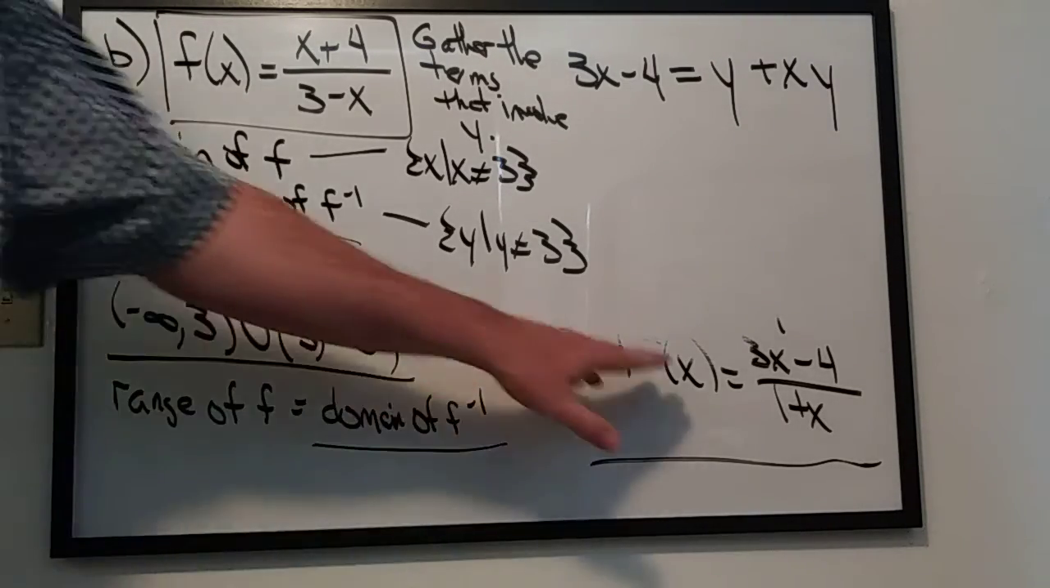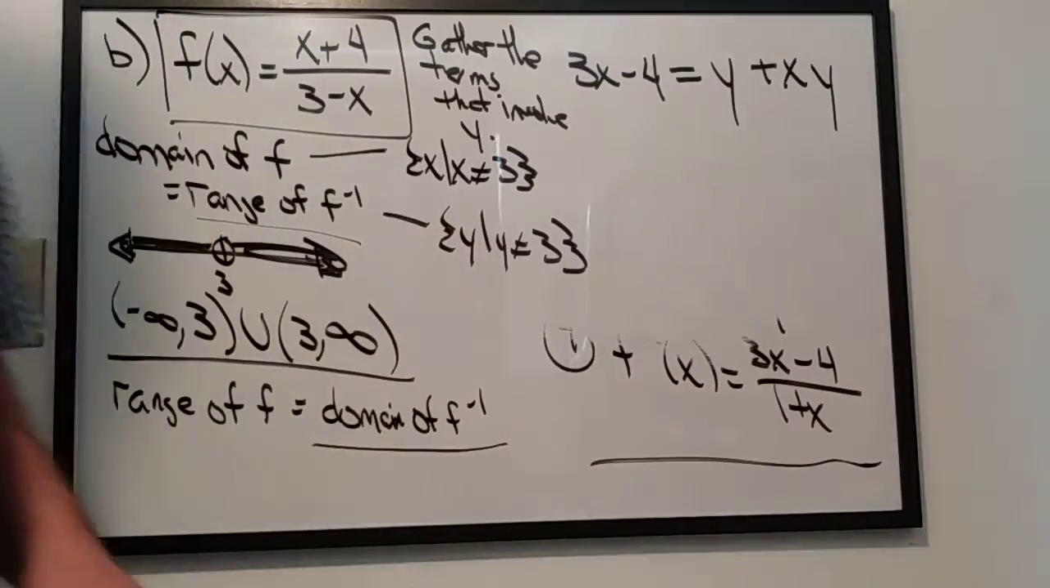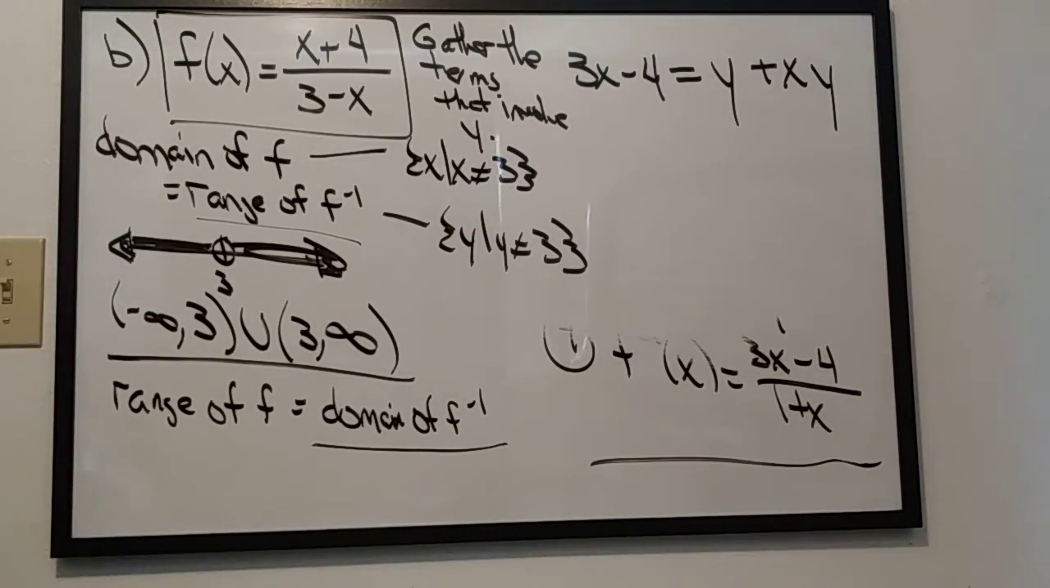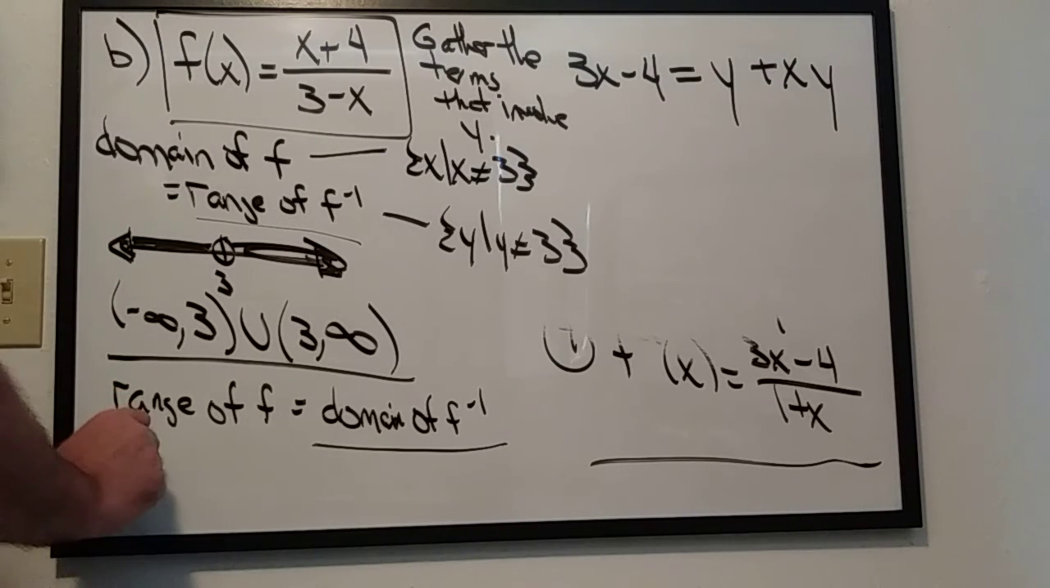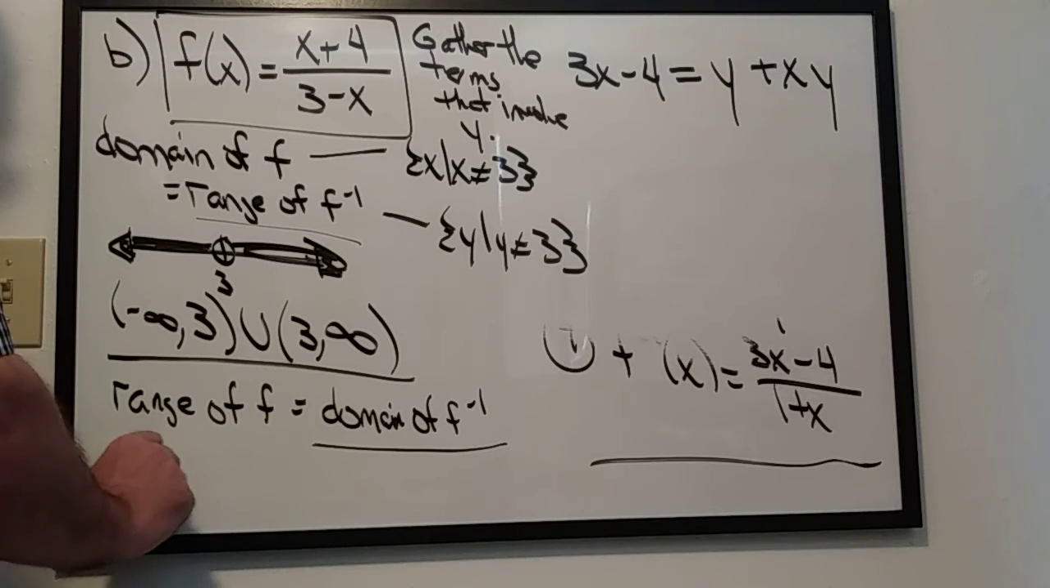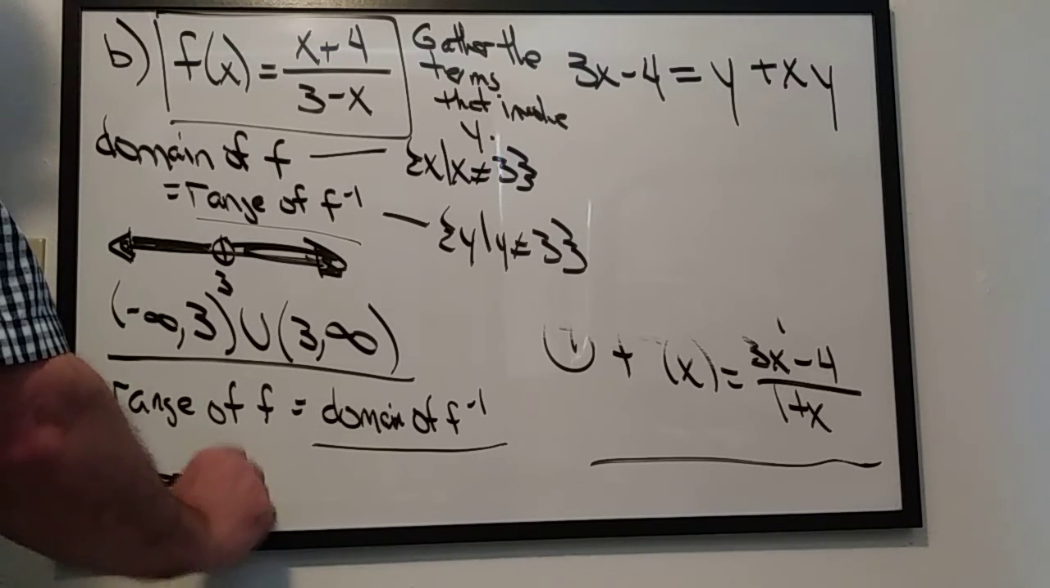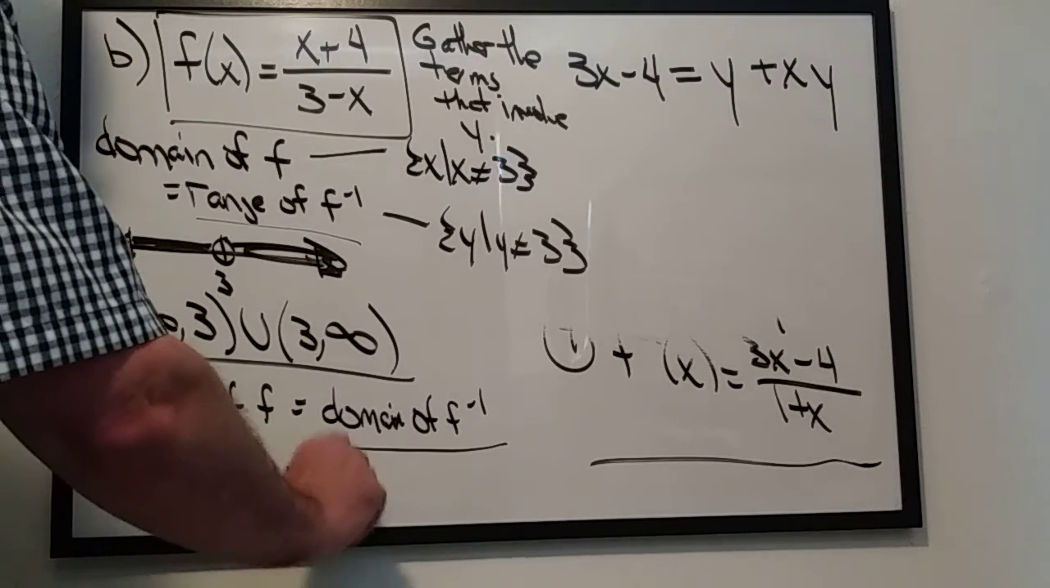F inverse we have over here: f inverse of x is equal to 3x minus 4 divided by 1 plus x. Once again, there's no square root, but we do have a rational expression, and we do have an x value that would cause us issues. The x value of -1 would make our denominator 0, so we can't use that -1. So, in the same way that we did a moment ago, I can say that the domain of f inverse is going to be everything except for that -1.